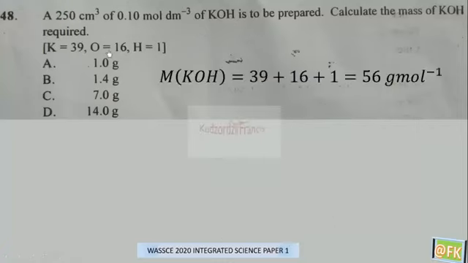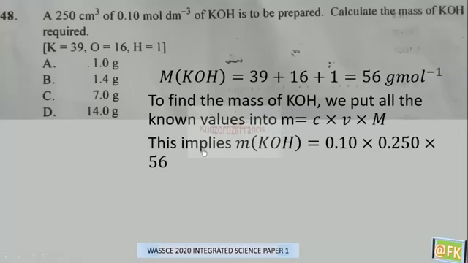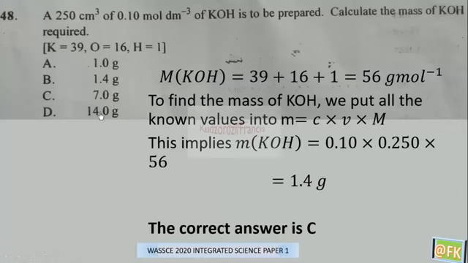Alright, we add 39, 16 and what? 1 to get the molar mass of the compound. So the molar mass here is 56 grams per mole. Mass of potassium hydroxide is equal to 0.10 by 0.250 by 56. This gives us 1.4 grams. Therefore, the correct answer here is C.